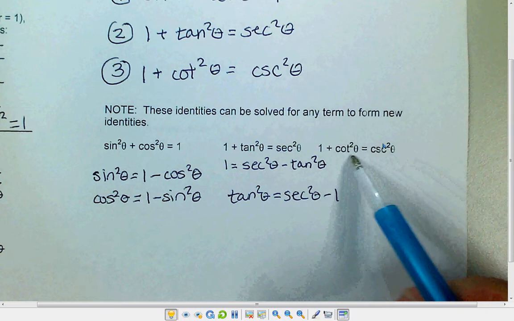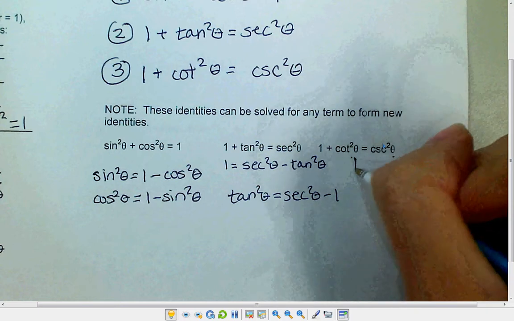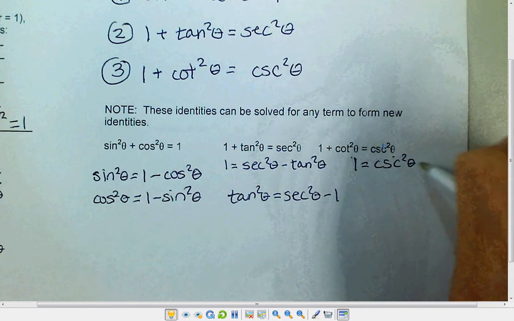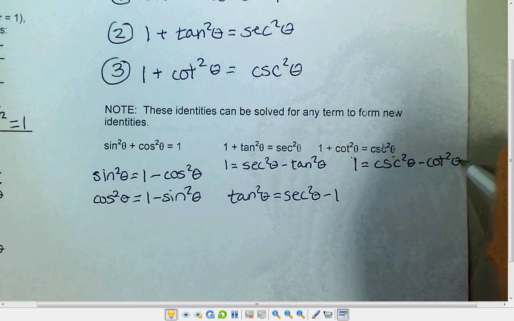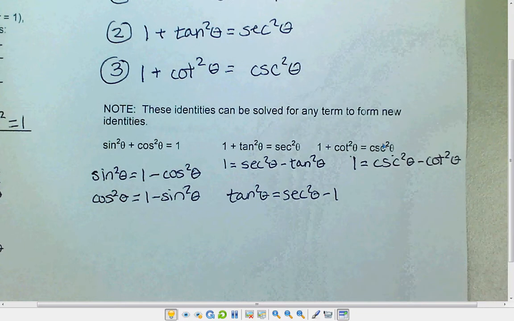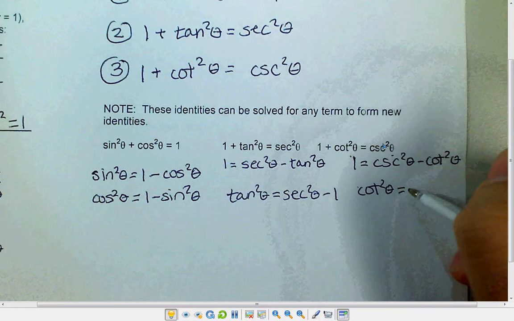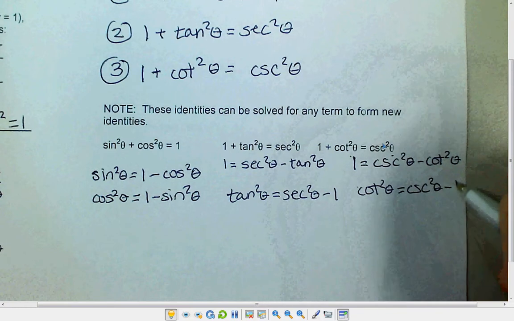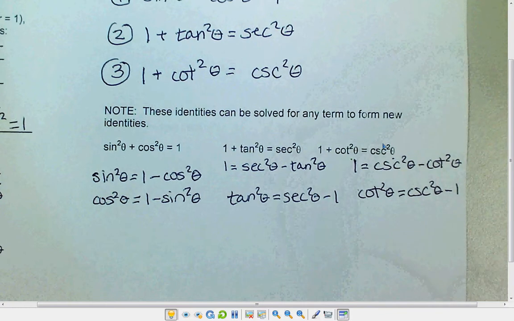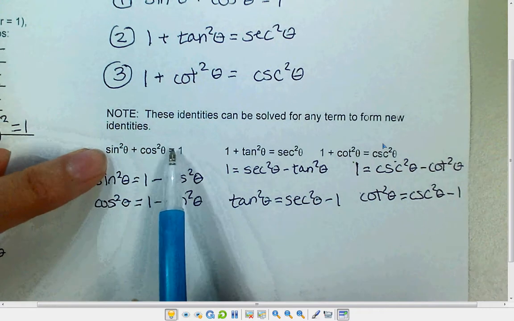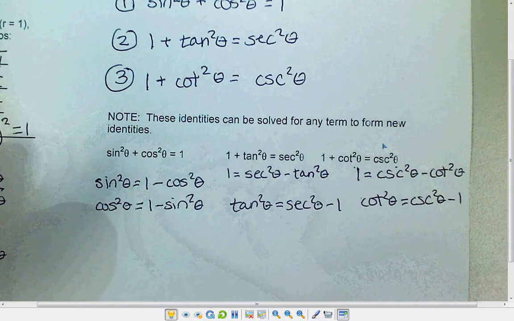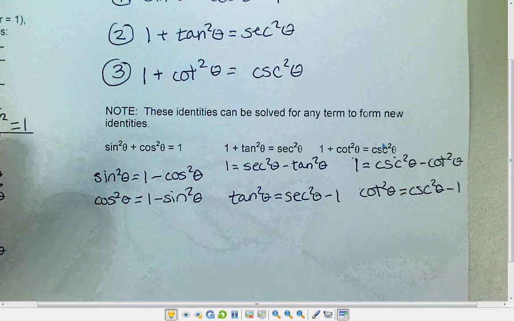If I subtracted cotangent squared from both sides, I would get 1 equals cosecant squared minus cotangent squared. If instead I subtracted 1 from both sides, I would get cotangent squared equals cosecant squared minus 1. So all of these identities mean the same thing. This is just showing you that we could take one of them and move terms around, and it'll still give us an equation that holds.